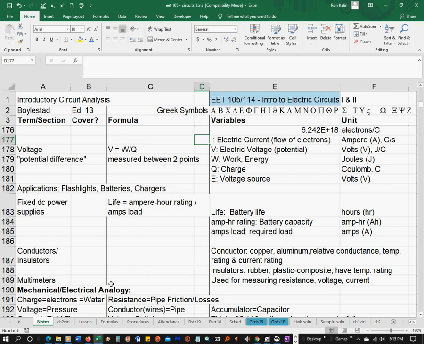Multimeters would be used in a lab if we were doing an in-person lab, and they're used for measuring primarily resistance, voltage, and current.